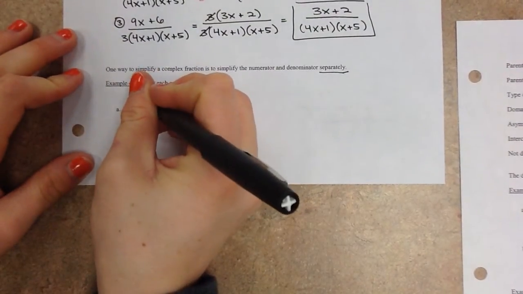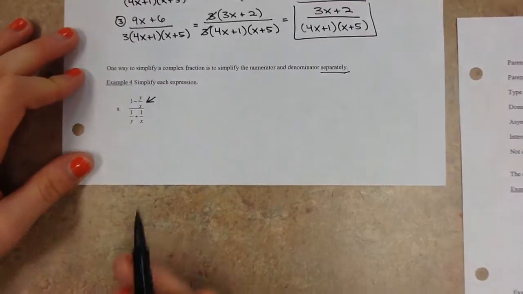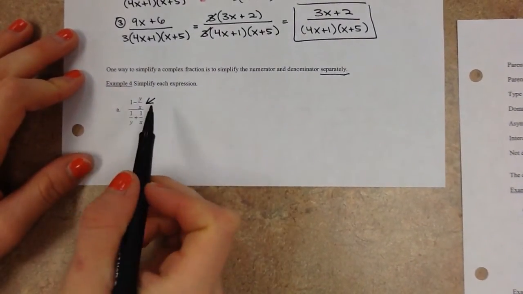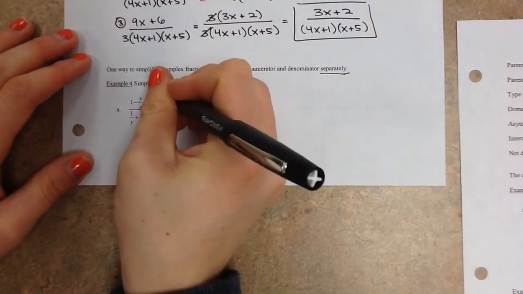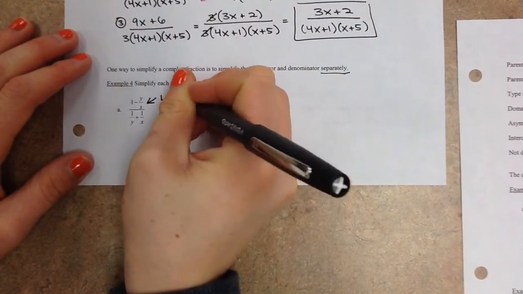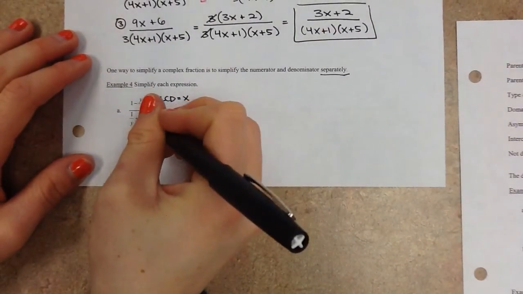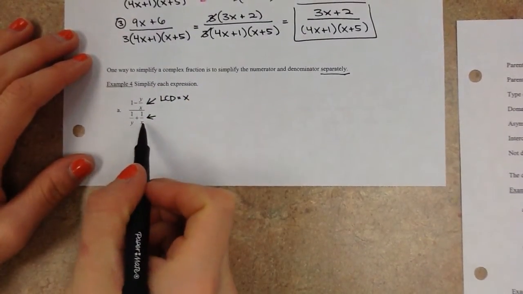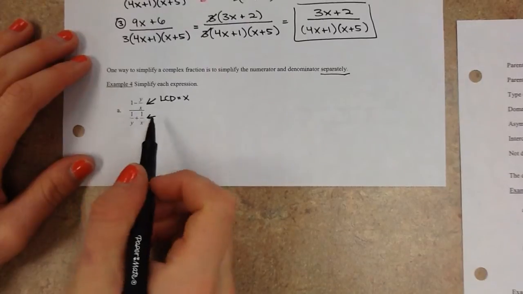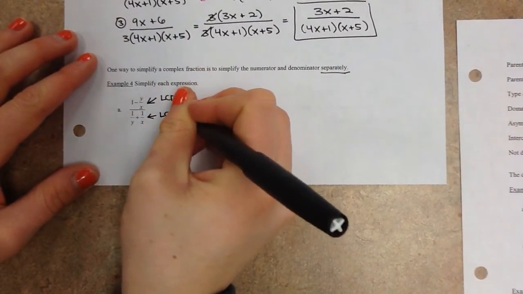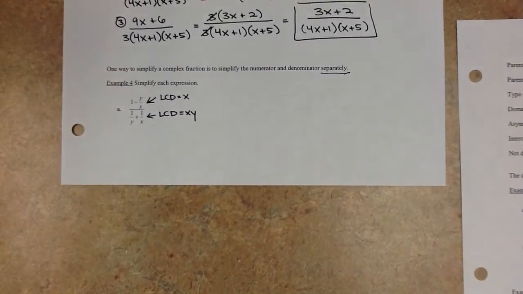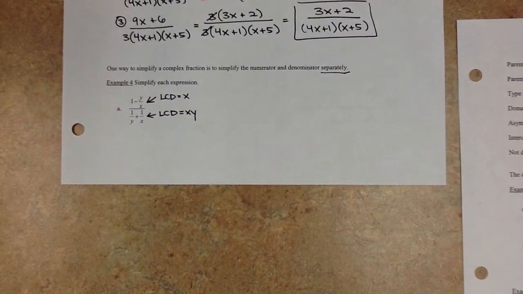So if we look at the numerator, in the numerator we have 1, which doesn't have a denominator, and then we have an x right here. So this LCD is just x. And then in the denominator here, we have a y, we have an x. Remember, we have to include both of those in our LCD, so our LCD would be xy. All right, so like I said, we're going to treat the numerator and denominator totally separately.